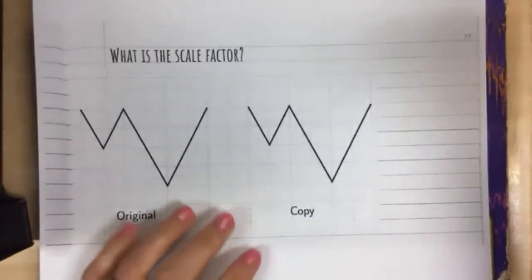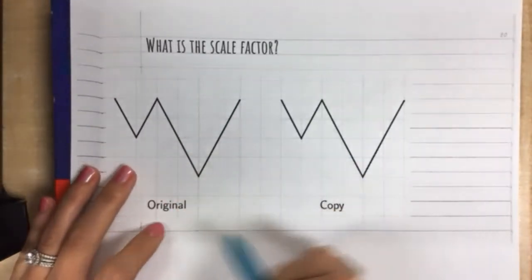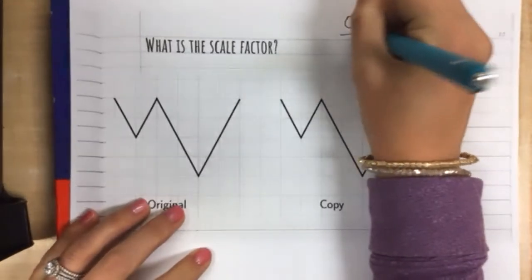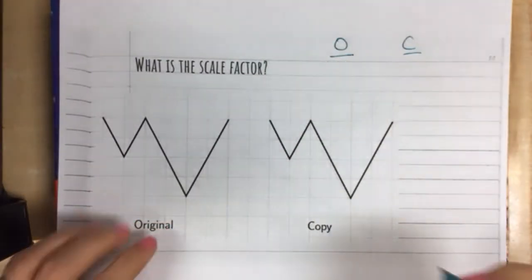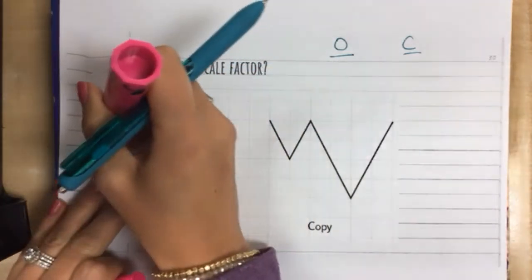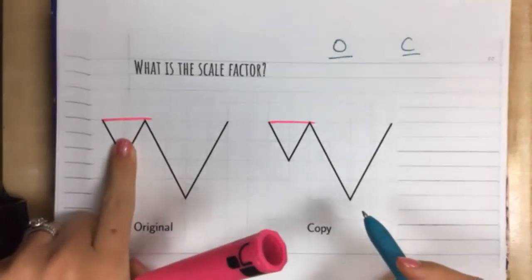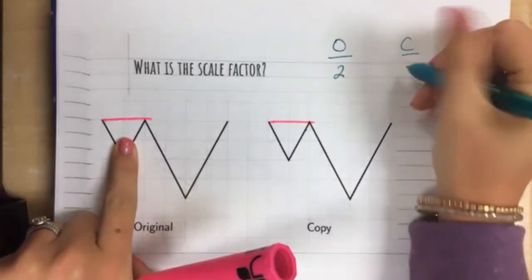All right, let's do one more, or a few more. So we're going to do the same thing. Now this time I have an original and a copy. So up here I'm going to write O for original, C for copy. Let's do this horizontal segment in both the original and the copy. In the original, what's the length? 2. In the copy, what is the length? 2.